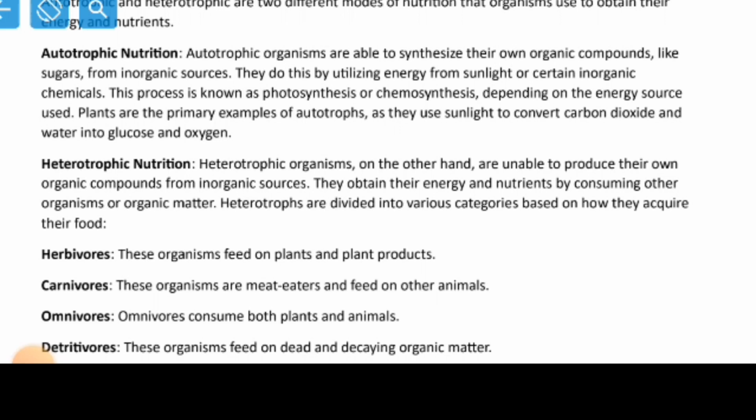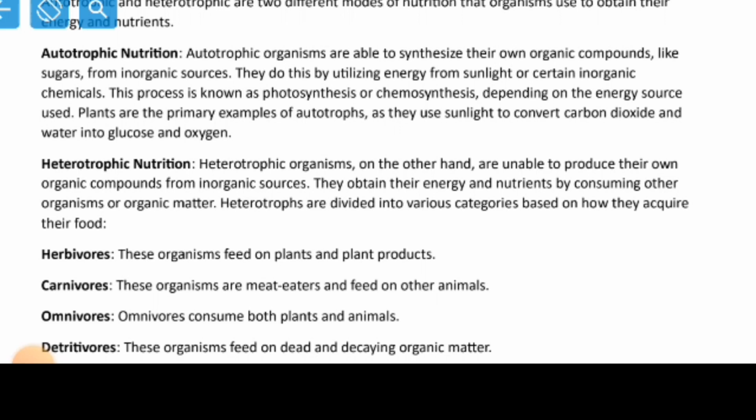Now heterotrophic nutrition, let us see what we mean by it. Heterotrophic organisms, on the other hand, are unable to produce their own organic compounds from inorganic sources. They obtain their energy and nutrients by consuming other organisms or organic matter. Heterotrophs are divided into various categories based on how they acquire their food. Heterotrophs are the organisms which depend on other organisms in order to fulfill their food requirement.